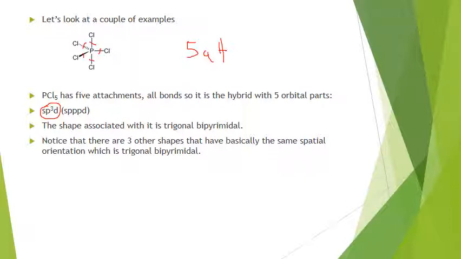Now, if you look back at the table as well, you see the one where all of the attachments are bonds. What is the shape associated with that? It's called trigonal bipyramidal. Now, if instead of five bonds it had four bonds and a lone pair, it would have a different shape, but the same type of hybrid orbital. And you won't have to memorize that table, you just have to know how to use it.